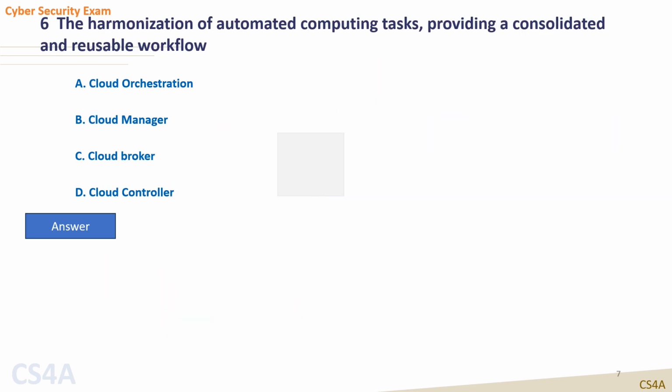So here the question is, the harmonization of automated computing tasks, providing a consolidated and reusable workflow. So which of: cloud orchestration, cloud manager, cloud broker, or cloud controller? So here the keyword is reusable workflow. So we have a computing task that we are going to reuse. Which of the options provides that? Cloud manager, cloud broker, and cloud controller are not at all related. So only cloud orchestration talks about automated computing tasks and reusable workflow. So option A is the correct one.